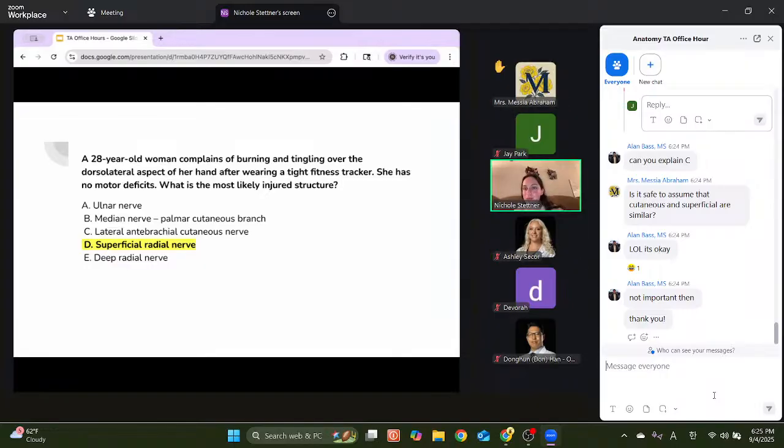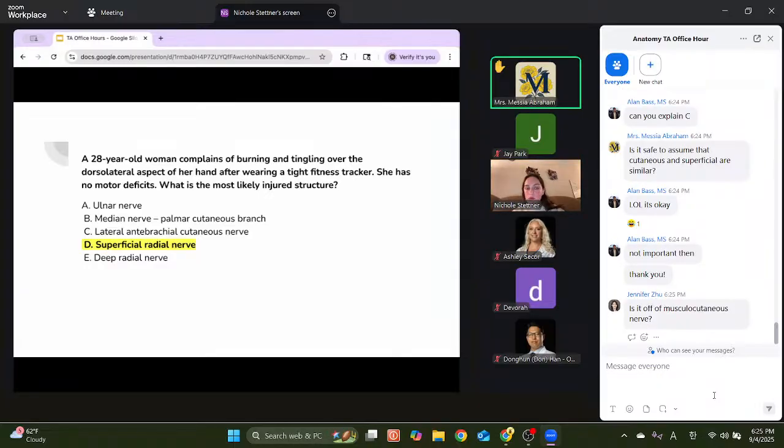Yes, I have a quick question. Is it safe to say cutaneous and superficial are interchangeable words? Sorry, I asked in the chat, but I'm pretty sure y'all were busy.